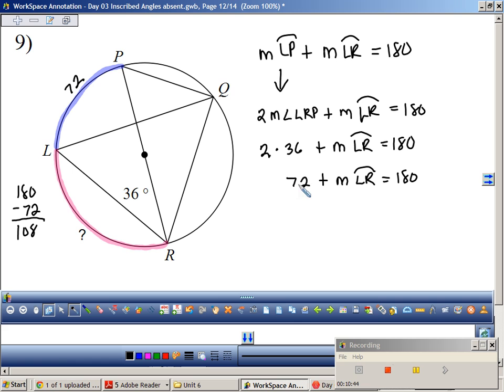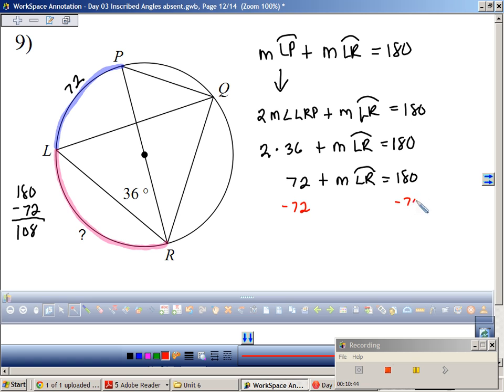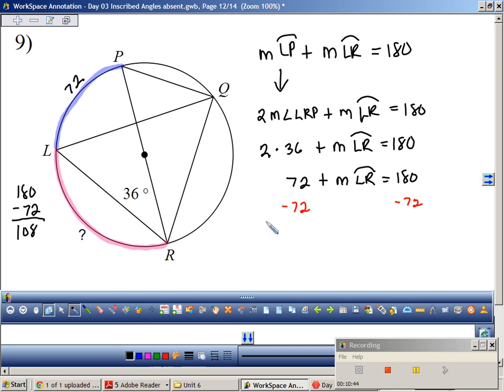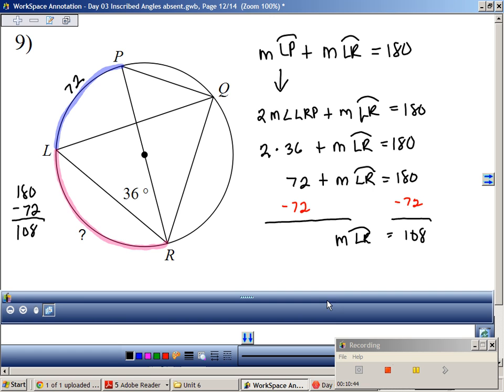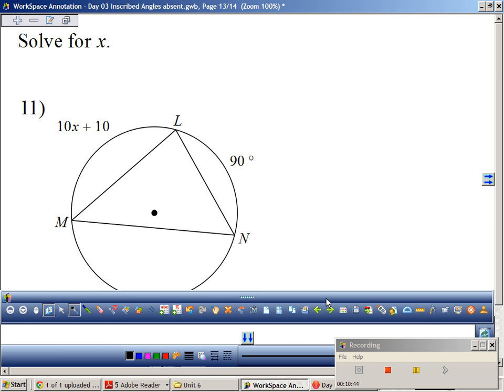So now if I subtract 72 from both sides, I'm going to get the measure of arc LR equals 108. So whether you reason with the picture or whether you reason algebraically, you're going to get the same answer. Okay, let's try one solving for x.